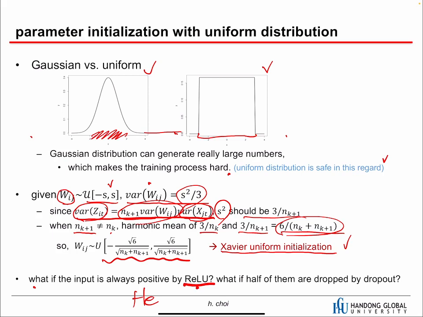Okay. Also, what if half of them are dropped by dropout? Then we can think of a modification of this initialization. Okay, so anyway, this is a basic Xavier uniform initialization.